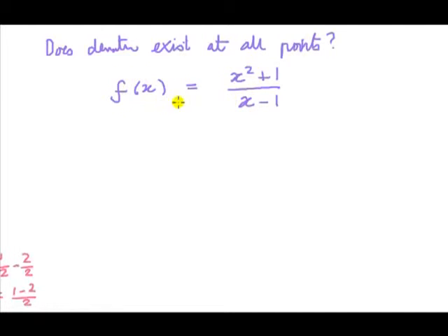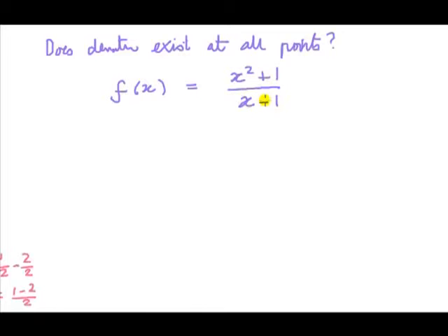Well, this function is defined for all x except at x equals 1, because look, it's a fraction, and this bottom bit can be 0 when x is equal to 1. And we know that a finite number divided by 0, you can't do that, so it's not defined when x is equal to 1. So the derivative is not defined when x is equal to 1.